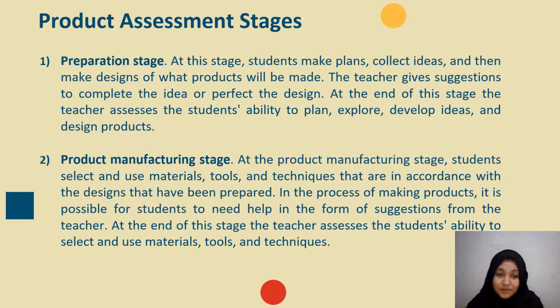Number 2, product manufacturing stage. At the product manufacturing stage, students select and use materials, tools, and techniques that are in accordance with the designs that have been prepared. In the process of making products, it is possible for students to need help in the form of suggestions from the teacher. At the end of this stage, the teacher assesses the students' ability to select and use materials, tools, and techniques.